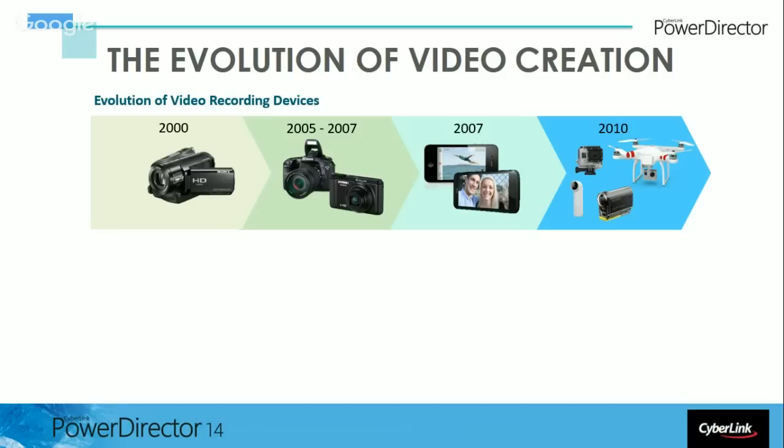So we can see the video capturing devices have changed throughout the past 15 years: the size has become more compact, the price more affordable, and the resolution higher. Before, devices were only able to capture 480p video, then it changed to HD 720p, 1080p, and now some of the devices are able to capture 4K already.